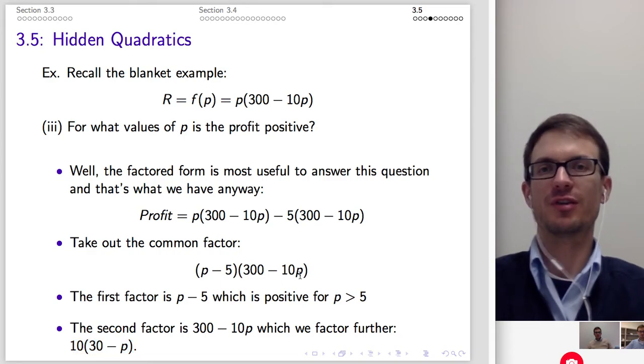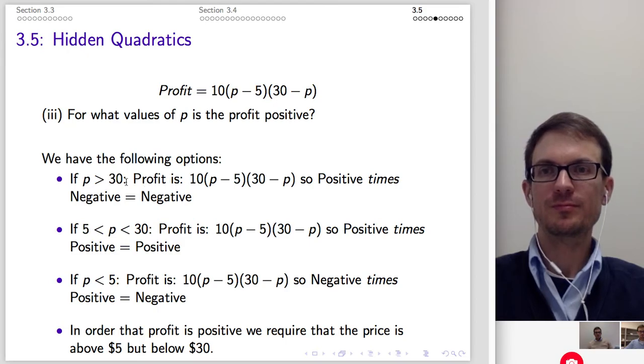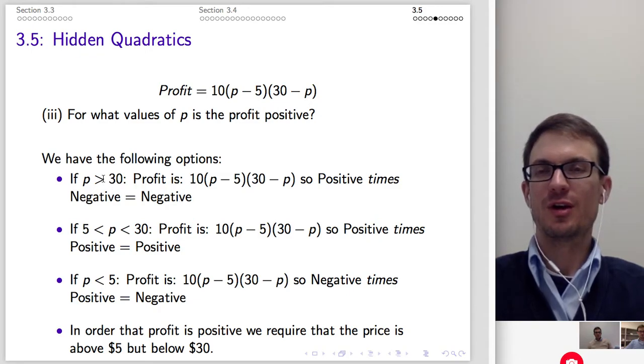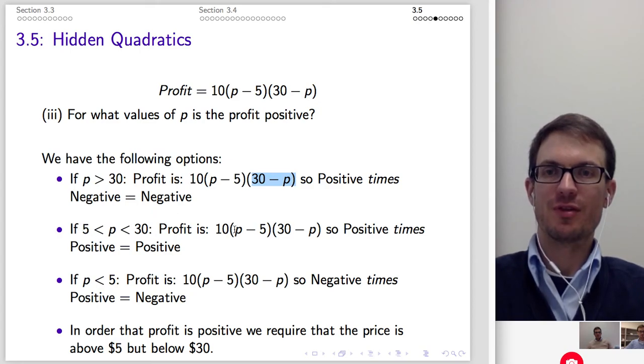Anyway, what this tells us is that, so here's that written nicely. Price is bigger than 30. Profit is this, so we get positive times negative equals negative. How do we know? Price is bigger than 30. Well, when price is bigger than 5, this is positive. When price is bigger than 30, this is negative. So we get positive times negative is negative. Price is between 5 and 30, we get positive times positive, so it's positive. And that's what we want.